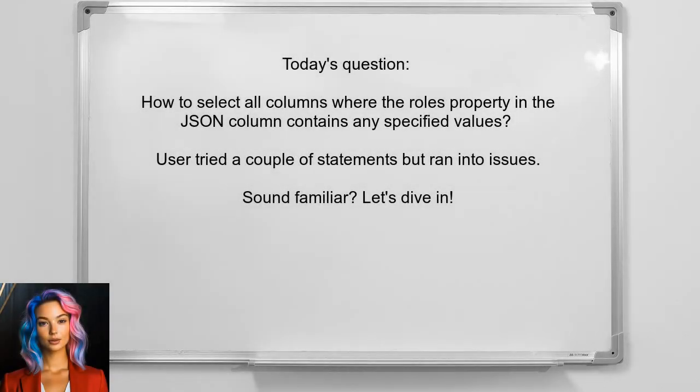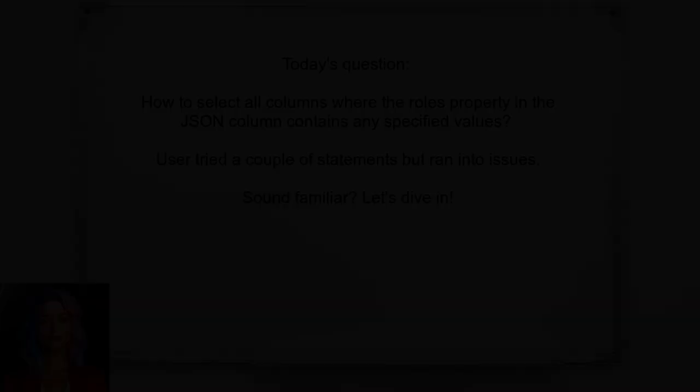Here's the specific question we're addressing today. One user asked how to select all columns where the roles property in the JSON column contains any of the specified values. They tried a couple of statements, but ran into issues. Sound familiar? Let's dive into the details.